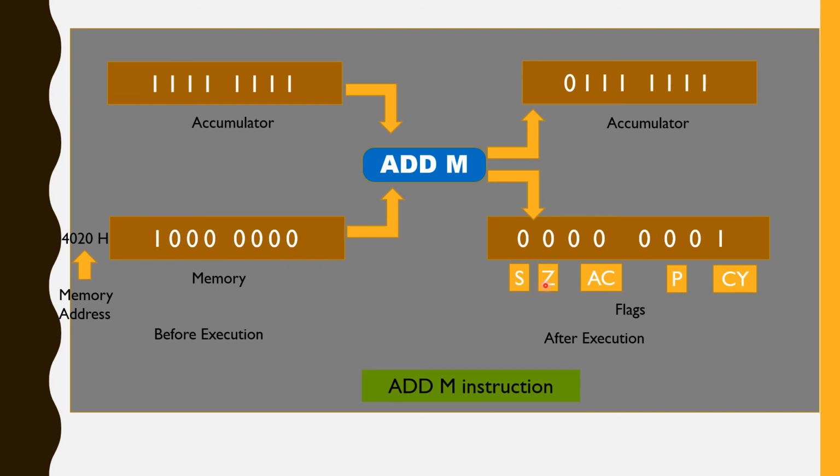Now next are the zero flag and sign flag. The zero flag will be set whenever the accumulator contents are all zeros, but here non-zero contents are there, so that's why the zero flag is reset, and this is a positive result, so the sign flag is also 0. So this is register indirect addressing mode, that is the ADD M instruction. This part is before execution and this part is after execution. Now the next slide is implicit addressing mode.